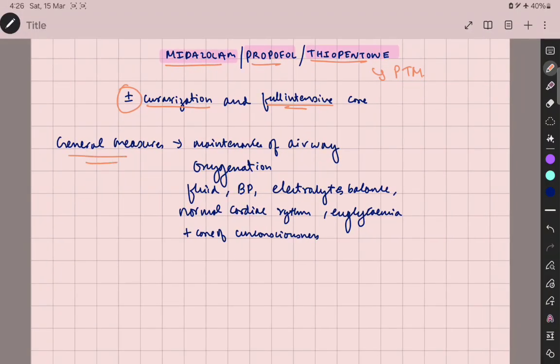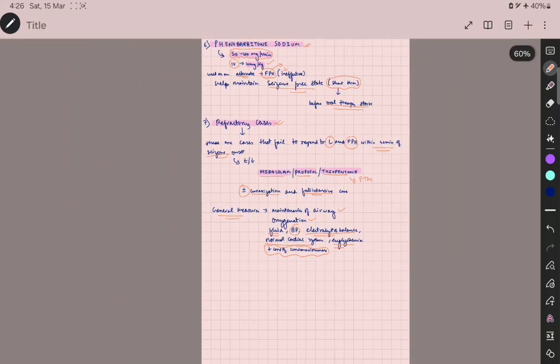Some general measures that are always taken during status epilepticus treatment are maintenance of the airway, oxygenation, giving them fluids, and maintaining electrolyte balance, BP, normal cardiac rhythm, and euglycemia. And we also have to take care of unconscious patients. We have to make sure that they don't get hurt.